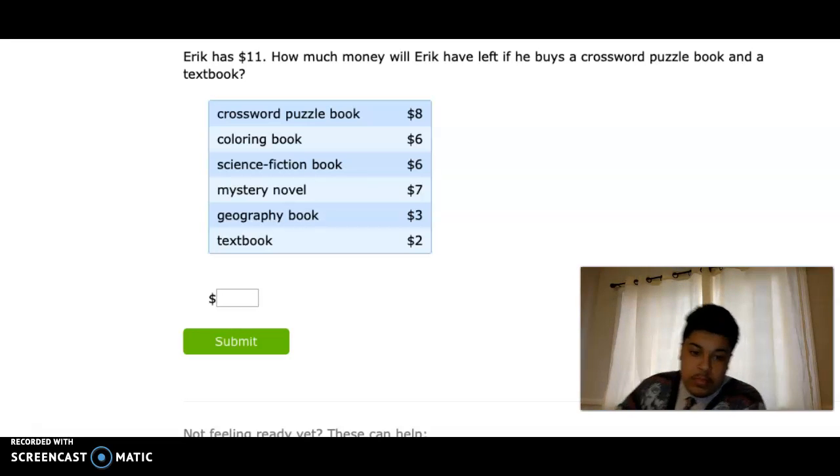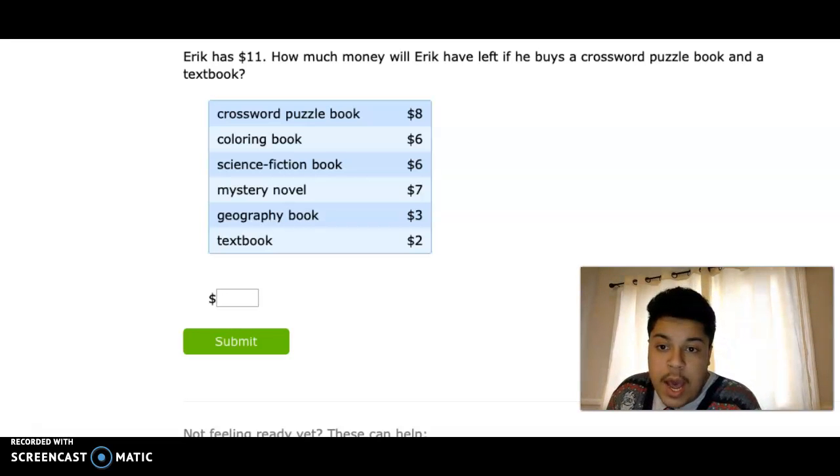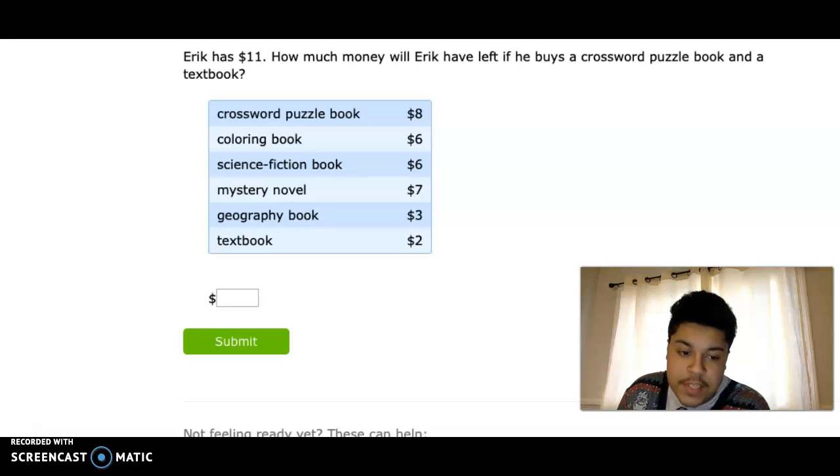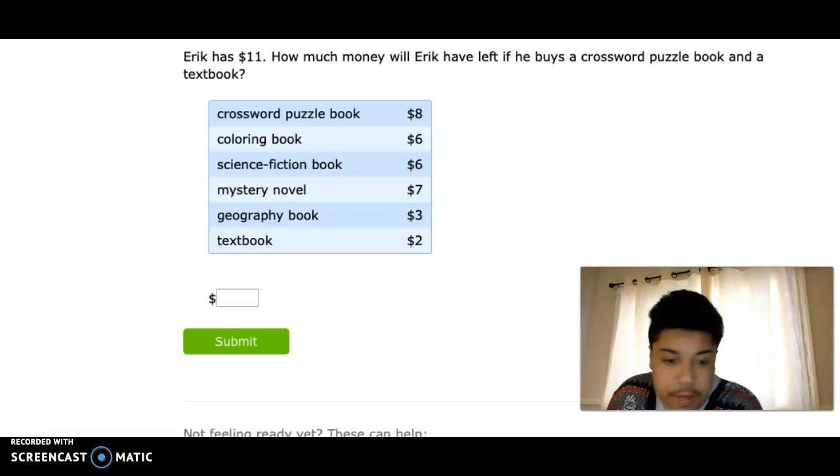So today I'm going to be teaching you how to use price lists, and everything that you learned from here, adding and subtracting, kind of builds up to this. So let's do our first example. I don't have a marker, so you're just going to have to follow along with me.